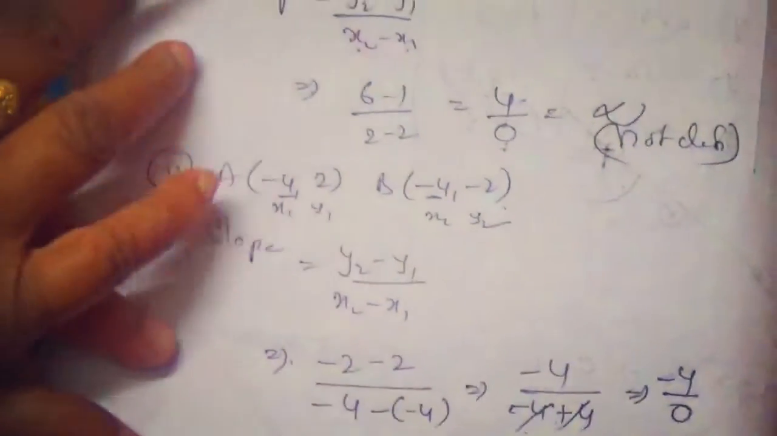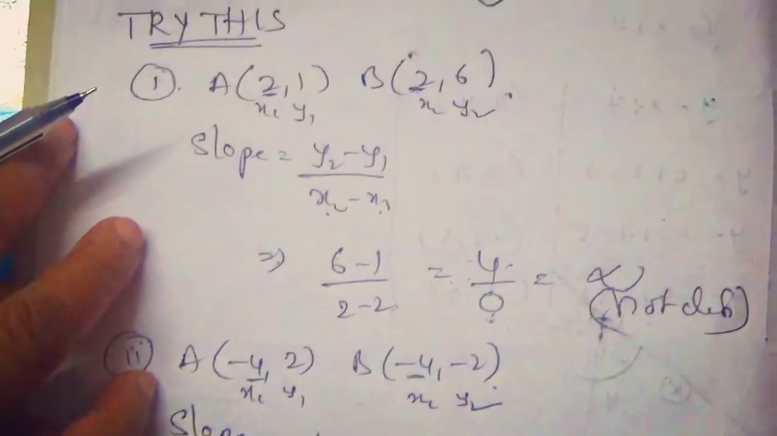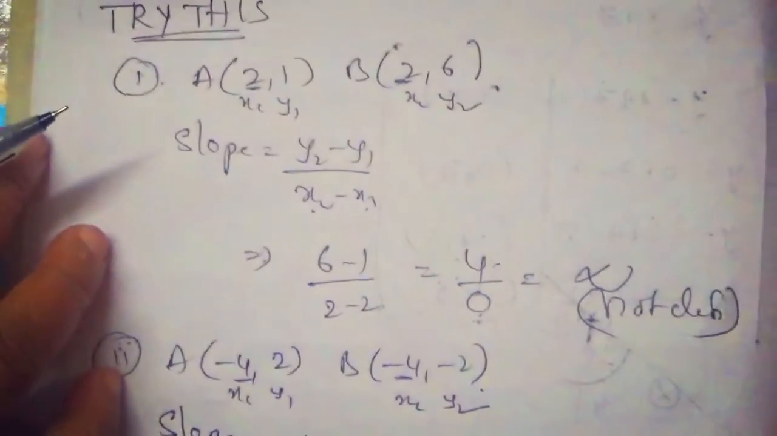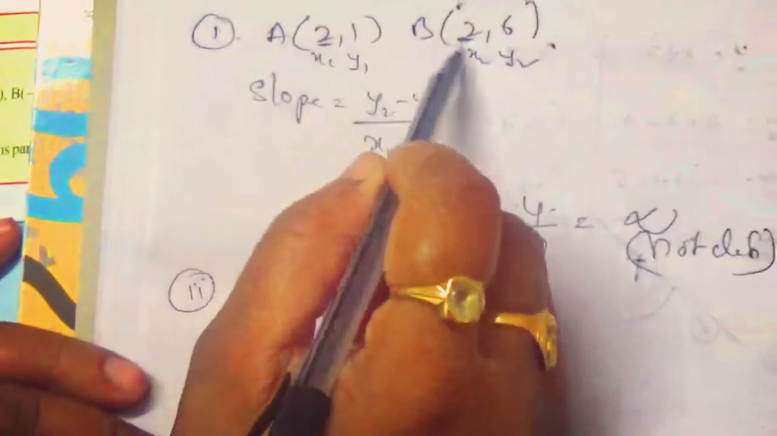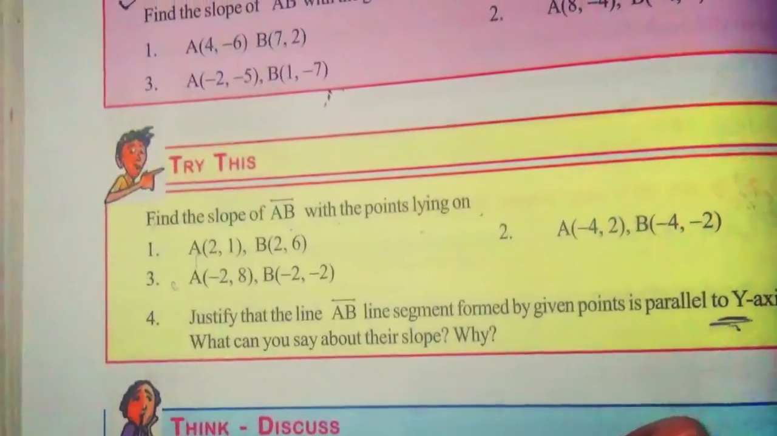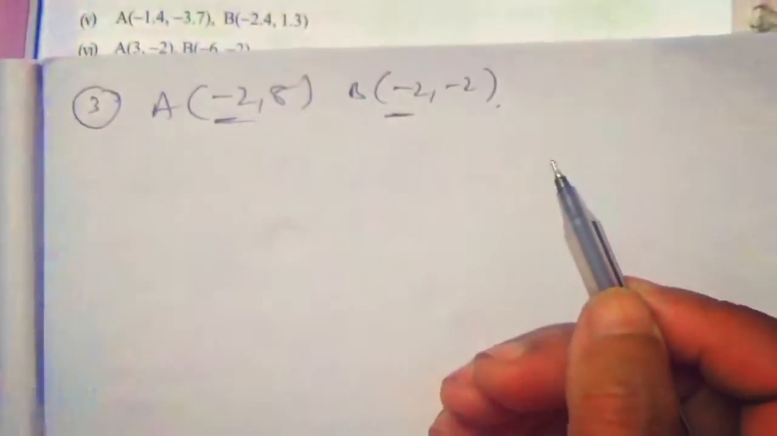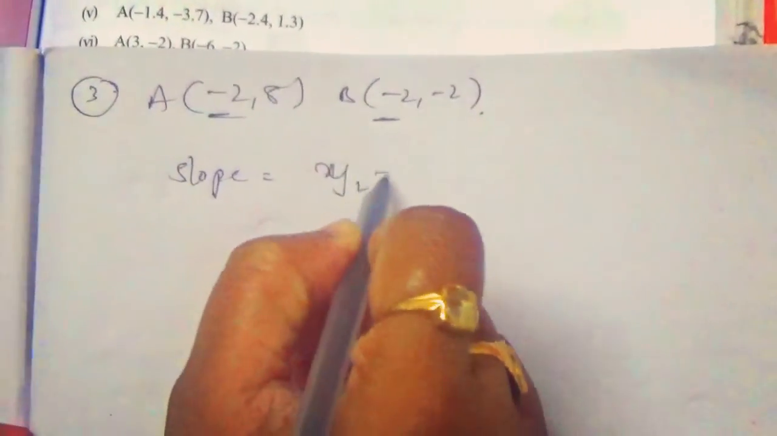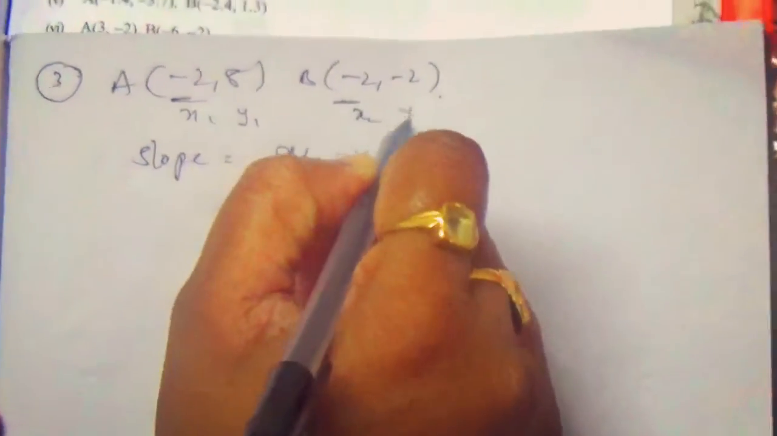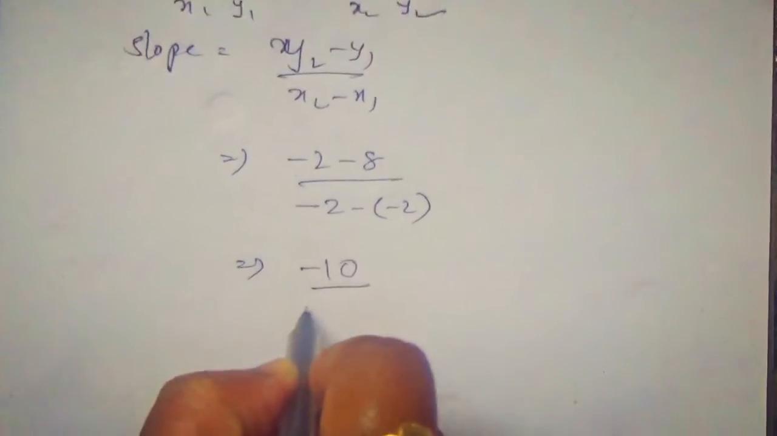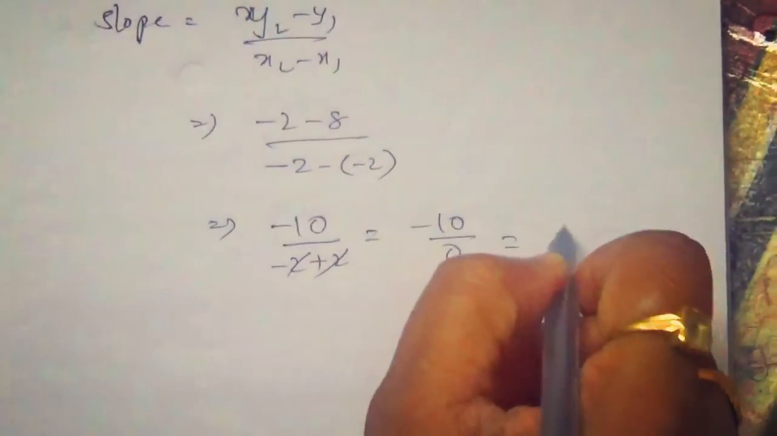Okay, so if the x coordinates are same in two points, then the line is parallel to y axis. Why are these parallel to y axis? Because the x coordinates are same. So look after this. Third one, A is (-2, 8), B is (-2, -2). Here also the x coordinates are same. So slope becomes y2 minus y1 by x2 minus x1, x1 y1, x2 y2. That implies -2 minus 8 by -2 minus of -2. That implies -10 by -2 plus 2, which is -10 by 0, that is not defined.